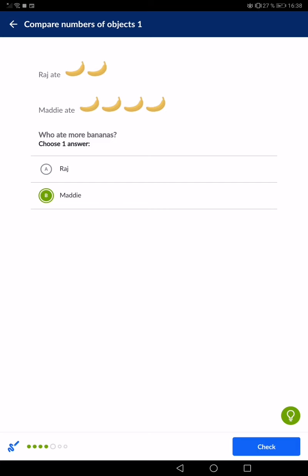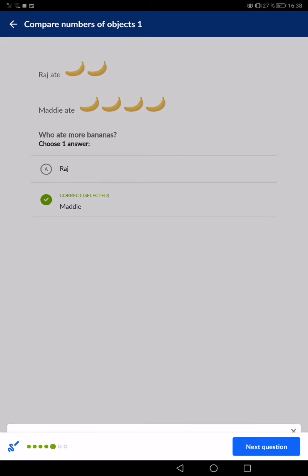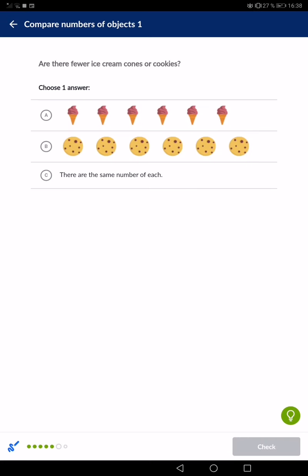And how many more did she eat? 2. How many less did Raj eat? 2, right? 2 questions, the same quantity. Because there's a relationship. And kids will not learn it this way.